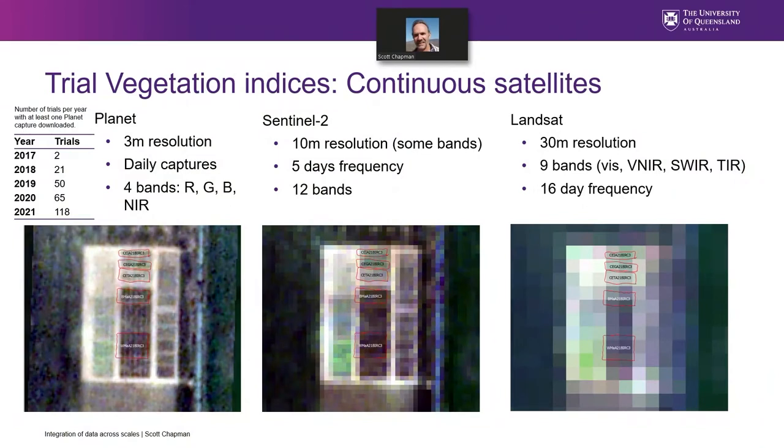So for the continuous satellites, you've got Planet at 3 meter, Sentinel 2 at 10, Landsat at 30, different numbers of bands, different frequencies. And here you can see we actually ask the field technicians to walk around with a mobile phone to identify the trial. That's just so that we get that first cut at being able to task satellites for the data sets. We know it's not precise. We can get the precision after we get any UAV data back.